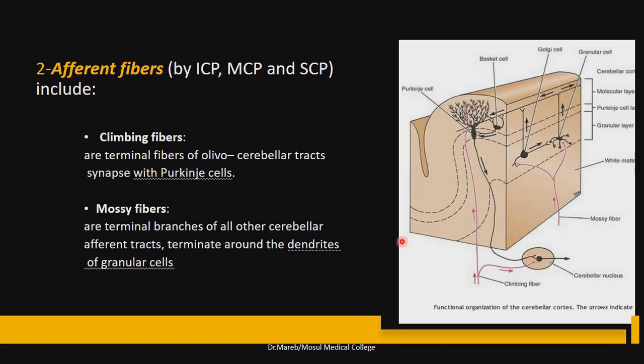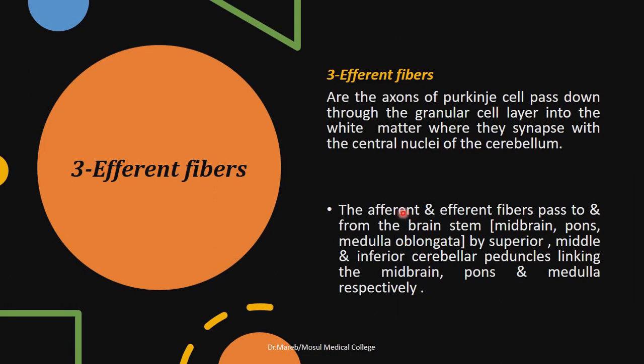Now the last thing: all the afferent and efferent fibers pass to and from the brainstem. Parts of the brainstem, I think you know, are the midbrain, the pons, and the medulla oblongata. So they pass through the superior, middle, and inferior cerebellar peduncles, linking the midbrain, pons, and medulla oblongata respectively. That is to say, the superior, middle, and inferior cerebellar peduncles.